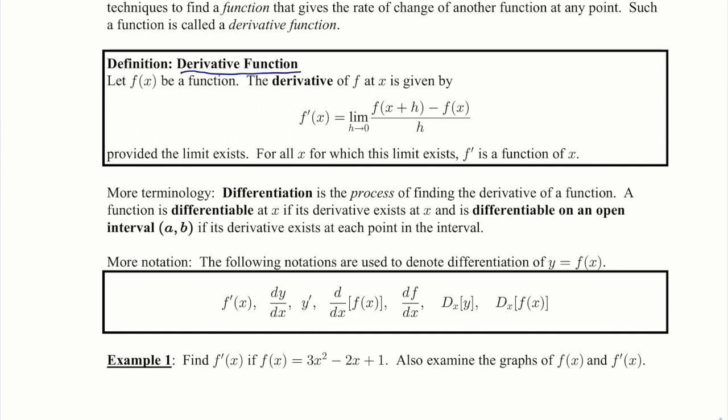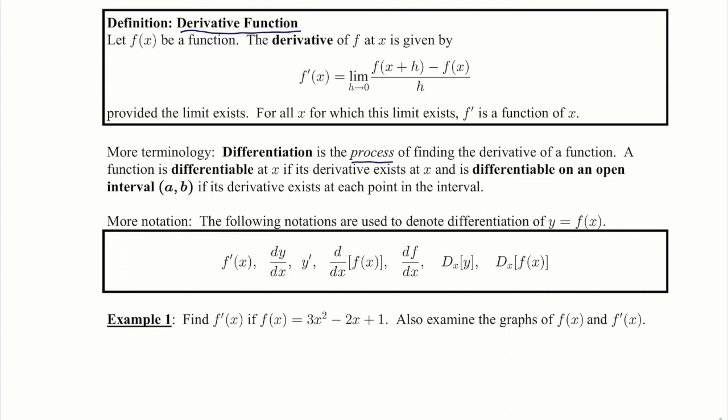So again, more terminology. Differentiation is the process of finding a derivative of a function. A function is differentiable at a value of x if its derivative exists there, and is differentiable in an open interval from a to b if the derivative exists at each point in the interval.